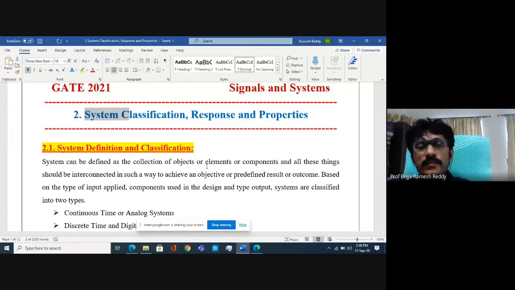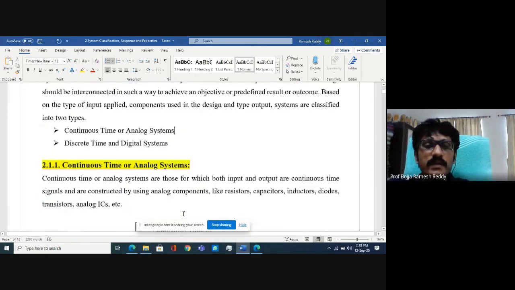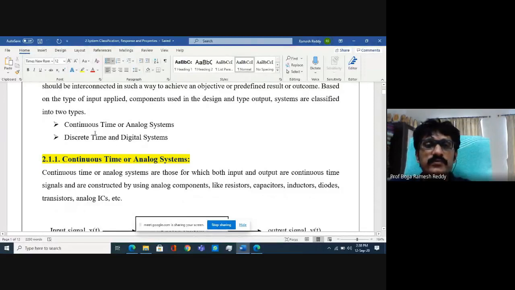Coming to classification, based on what type of input we are giving, what type of output we are getting, and what components are used in the system design. Based on these three things, systems are mainly classified into two types: continuous time or analog systems, and discrete time and digital systems. Continuous time systems and analog systems are both the same. Discrete time systems are different and digital systems are different. We will see.